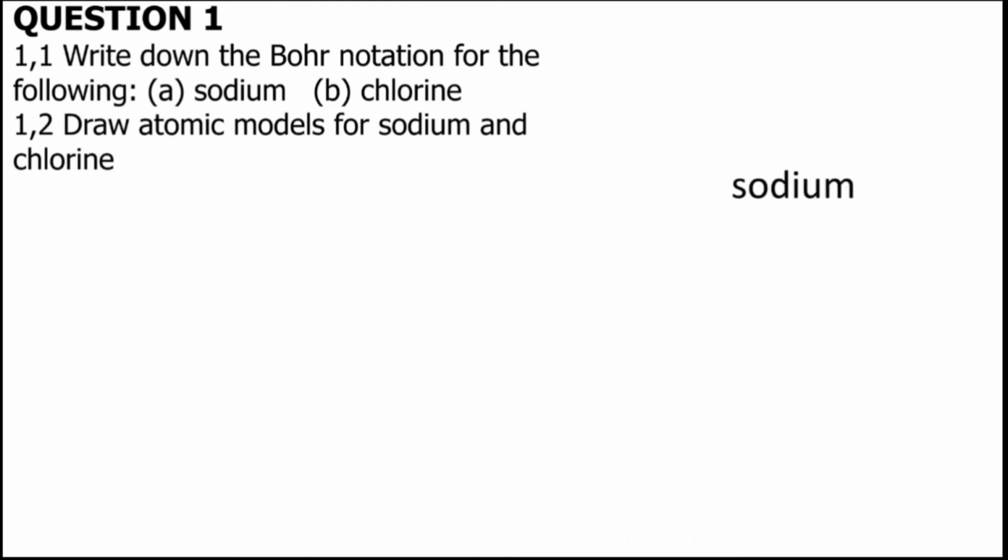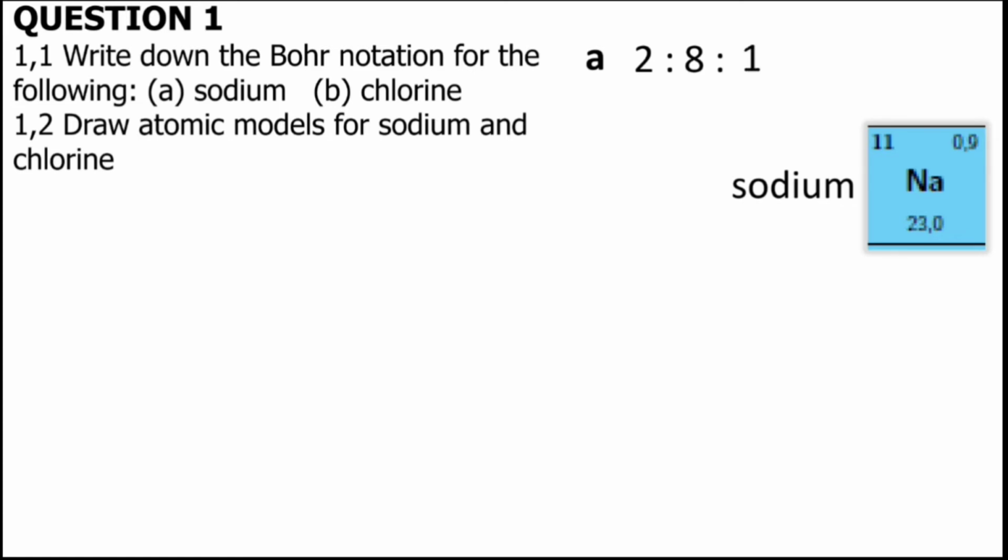Now, again, you need a periodic table for this kind of questions. Okay. On the periodic table, sodium is number 11. So it means there are 11 protons and 11 electrons. So what would be the Bohr notation for this? Well, it will be 2 electrons in the first orbital, 8, and then 1. Check, if I count these numbers, they should give me 11. 2 plus 8 is 10 plus 1 gives me the 11.